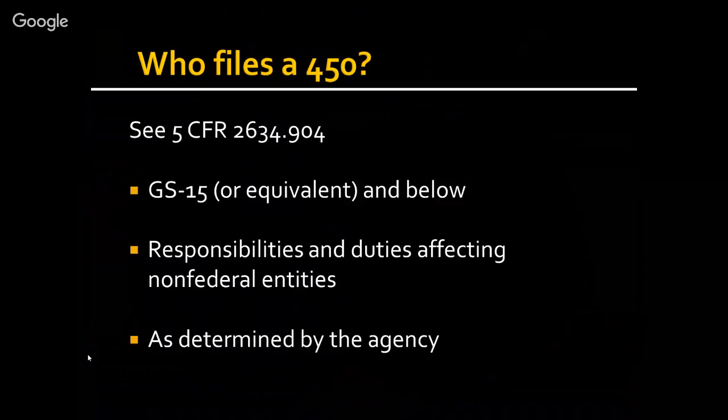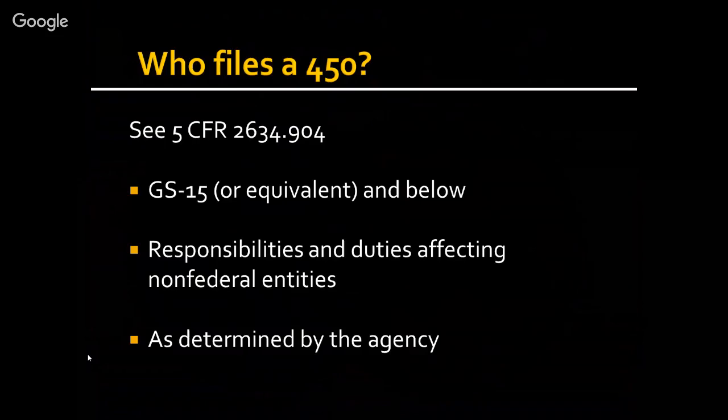So Cheryl, who files an OGE Form 450? How do we decide who needs to complete this report? Well, as an initial matter, it's important to distinguish them from public filers. And in order to do that, by regulation, anyone who files an OGE Form 450 is going to be a GS-15 or equivalent or below. But more importantly, what we're looking for, what the confidential financial disclosure filer is, is a person who has responsibilities or duties that can actually affect the non-federal entities.